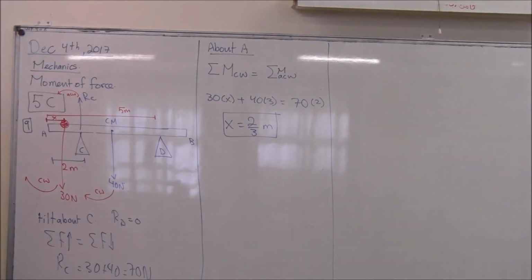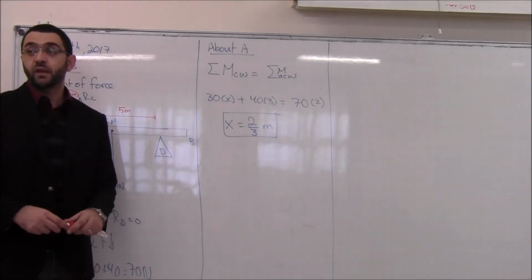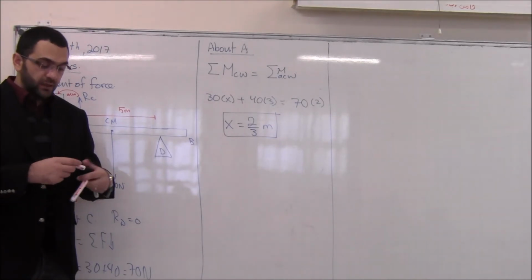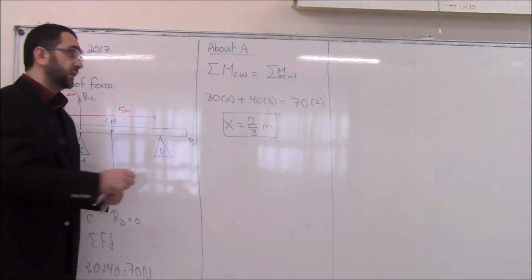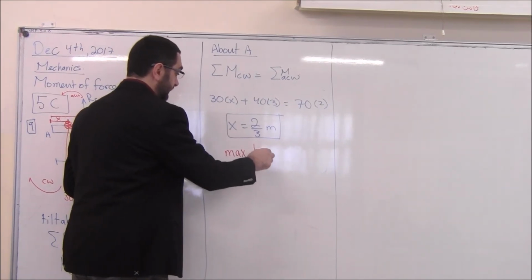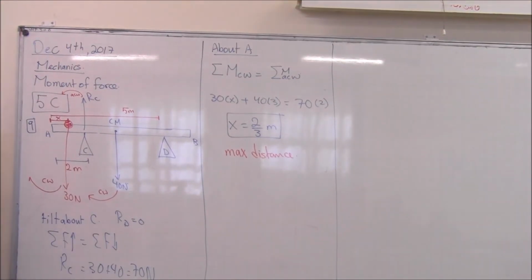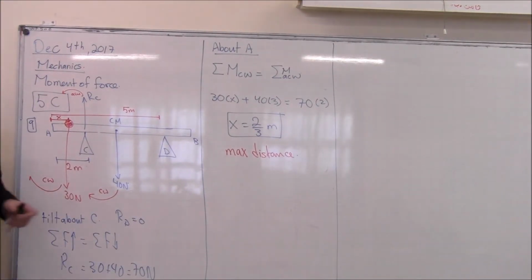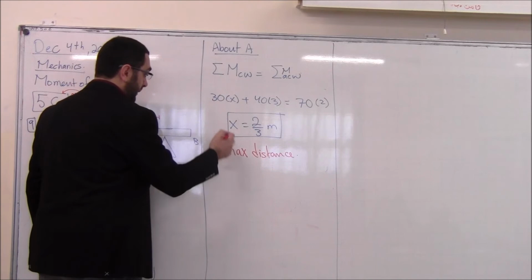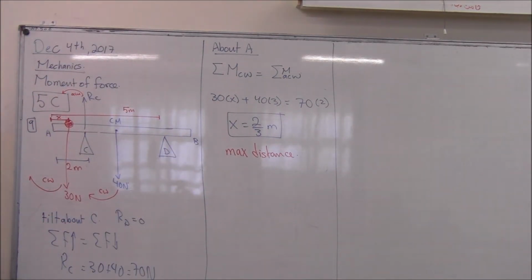Okay, guys, pay attention, please. By the way, guys, listen, please. Actually, we have to comment here about this answer. This is the maximum distance. Why did I call it the maximum distance? Because the plank, or the rod, is now in limiting equilibrium, right? It's in limiting equilibrium.